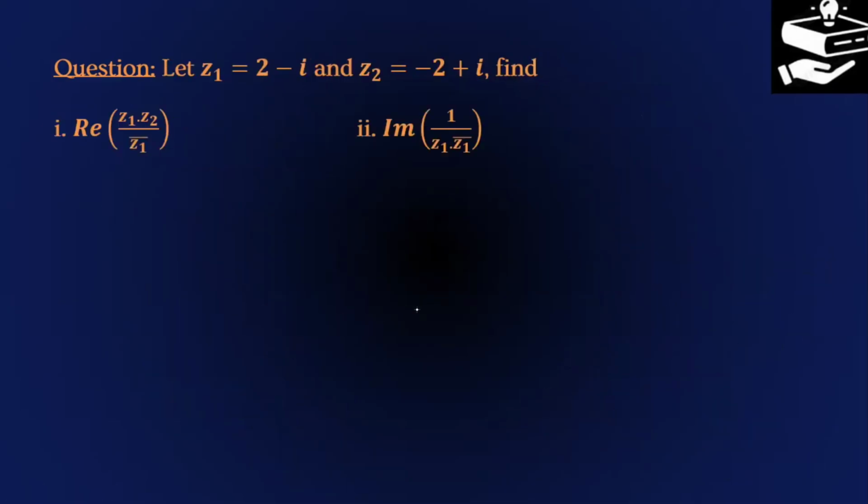Let's do this question. Z1 is given as 2 minus i and Z2 is given as minus 2 plus i. You need to find the real part of Z1 Z2 by Z1 bar and the imaginary part of 1 by Z1 times Z1 bar. I will be explaining the first one and you will be doing the second one by yourself. This is your homework and you will say the answer in the chat. Okay, so let's say z1 is equal to 2 minus i and z2 is equal to minus 2 plus i.